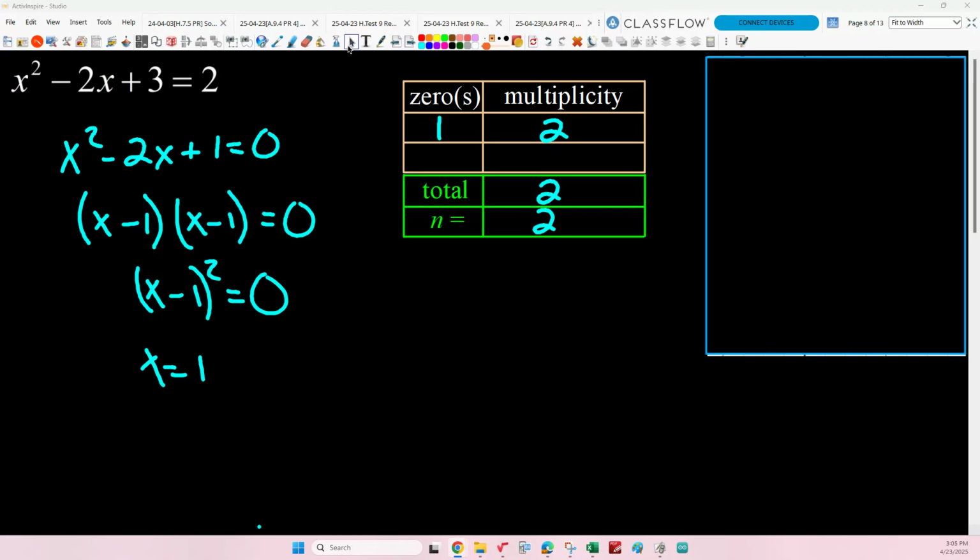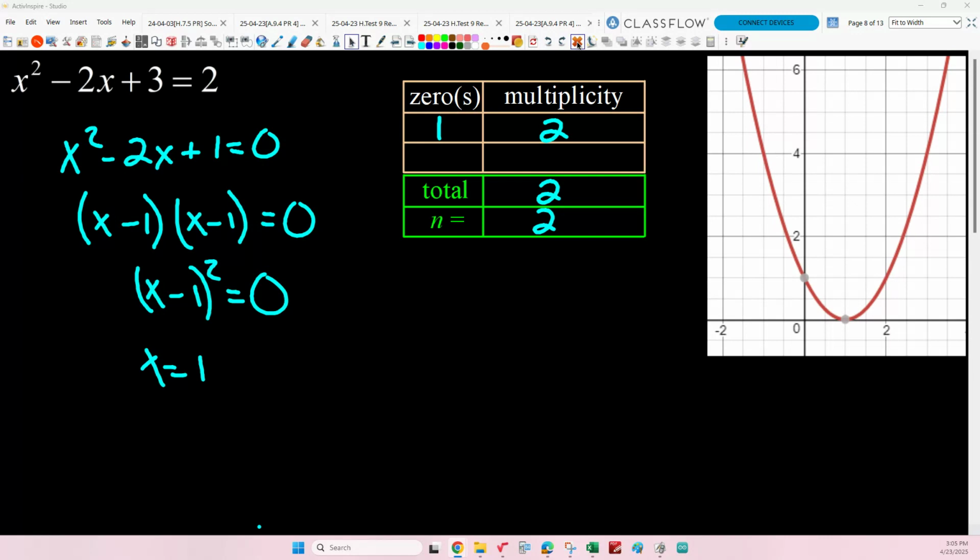Yes. I don't know if you guys have covered this, but it bounces. Anytime it touches but doesn't fully cross, it's going to have a multiplicity of 2.